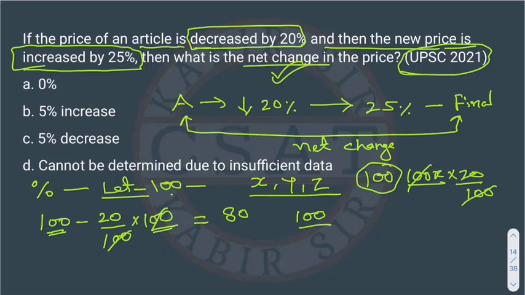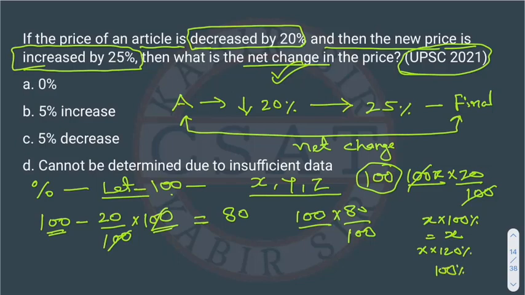So normally when we talk about 20% decrease, we will write 80 upon 100 directly, because for any item, suppose there is an item X, and if we are counting the 100% of it, so what will it be? Answer will be X only, right?